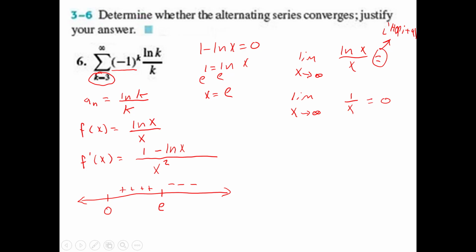We've shown that the sequence of the absolute values is decreasing, and that the terms are going to 0. And so therefore it converges by the alternating series test. So let's move on.